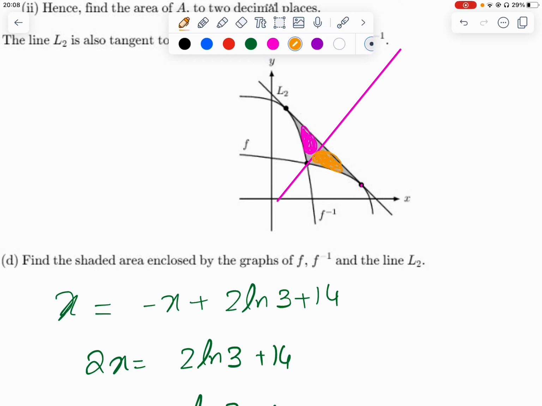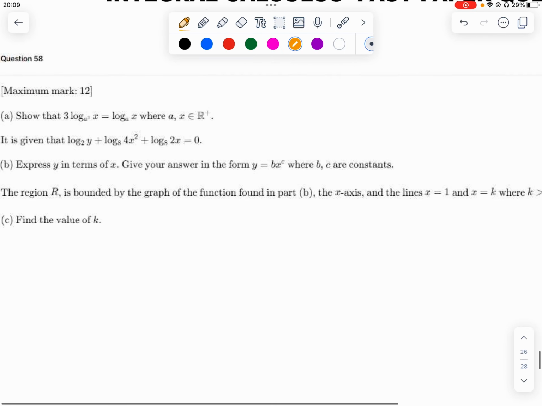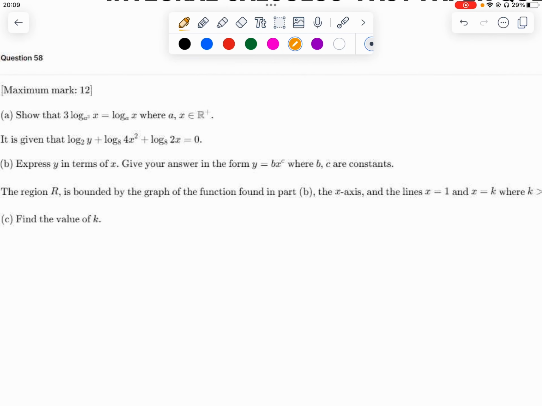We have found it, but it is symmetrical along y equals x. So we are going to find twice the region, because the line will split it. We know that y equals x will split the shaded region into two equal areas. One of them we have found as A, so both will be equal, so 2 times A, which is 23.1. Question number 58.